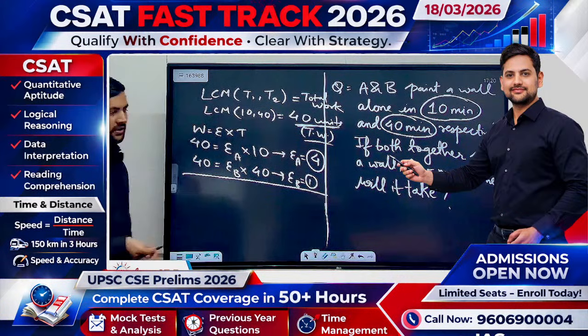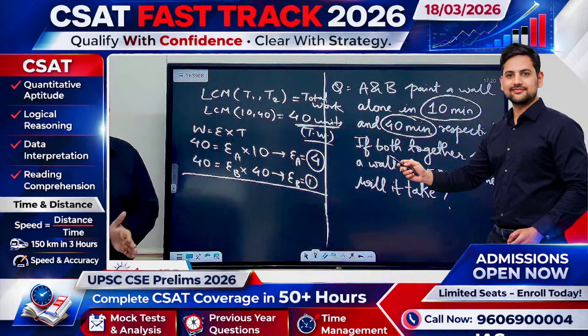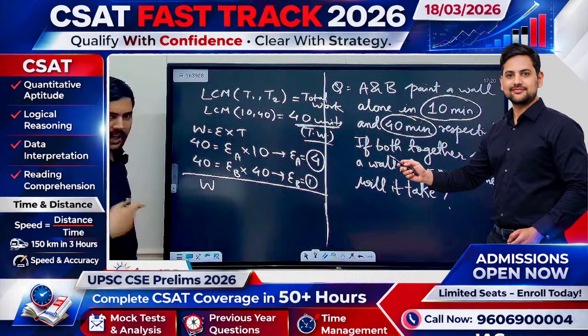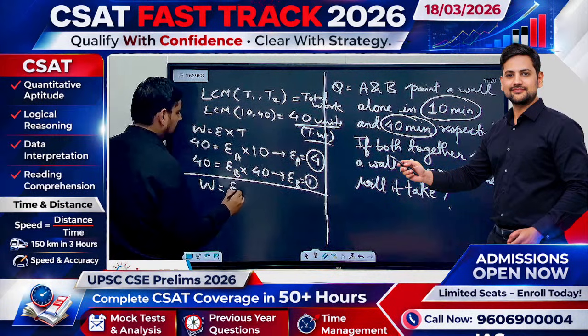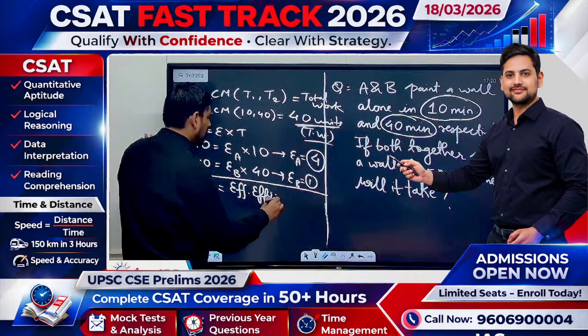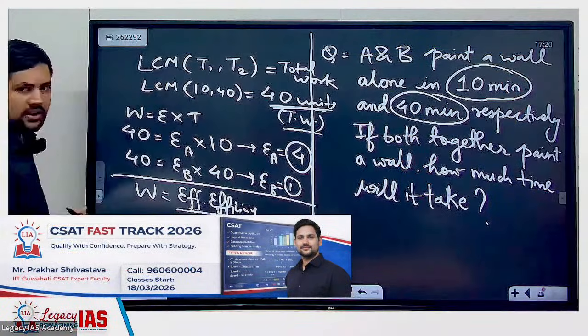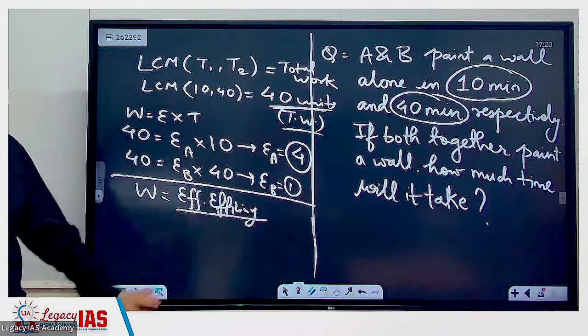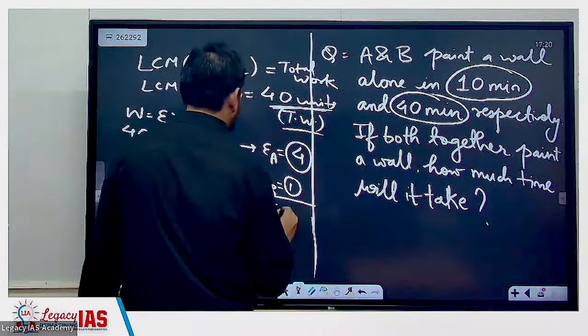Now, what does the question ask you? The question asks if both of them work together, then how much time it will take. So the work will be the same, the same wall only they have to paint. Then here instead you will have effective efficiency. This will be decided by the question, what is asked in the question, which of these combinations they are asking you about, into time.